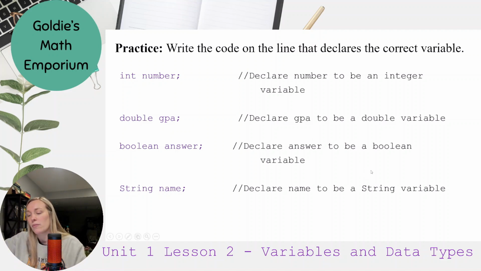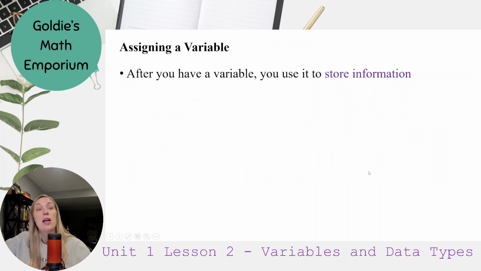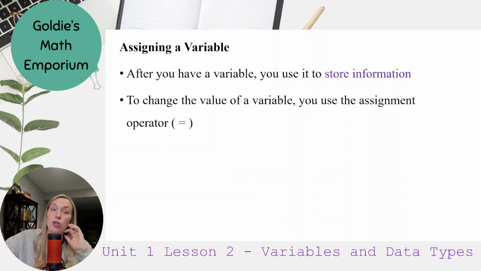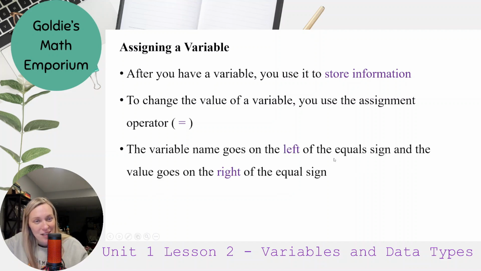So how do we actually put data into these variables? That's where assignment comes in. After you declare a variable, you want to use it to store information. And each variable stores a single piece of information. A single piece of information. In order to give it to the variable, we have to use what's called the assignment operator, which is the equal sign in Java.